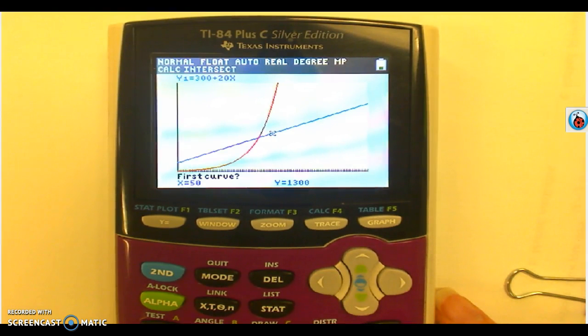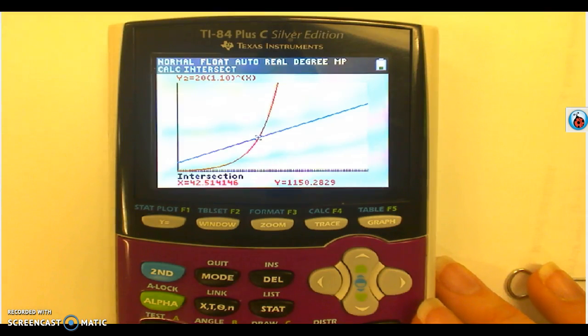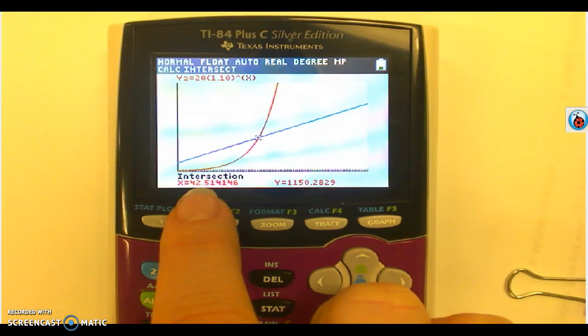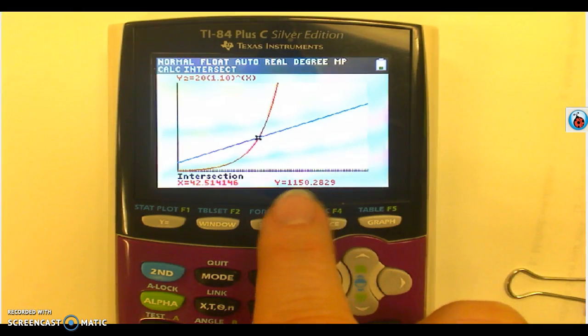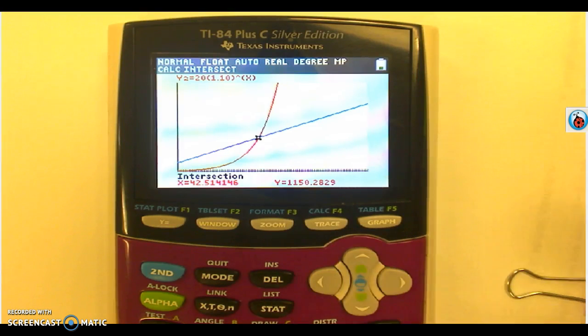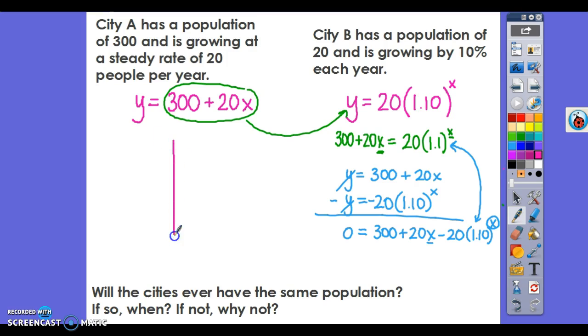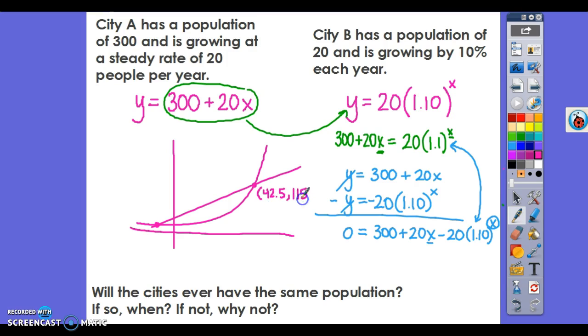Let's find that intersection of the y1, the y2, and I'm just going to hit enter on guess. And so it's telling me that about halfway through year 42, we're going to hit 1,150 people, and some on the way. So 1,150 people is when those are going to match. Cool. So usually I like to go algebraic, but on this one it just wasn't working out, so it took me a while. But I finally figured out that there were two intersections. There was one back here that nobody cared about, and then there was that one over here at 42.5, 1,150 point something. So will the cities ever have the same population? Yes, actually. When? 42.5 years from now?